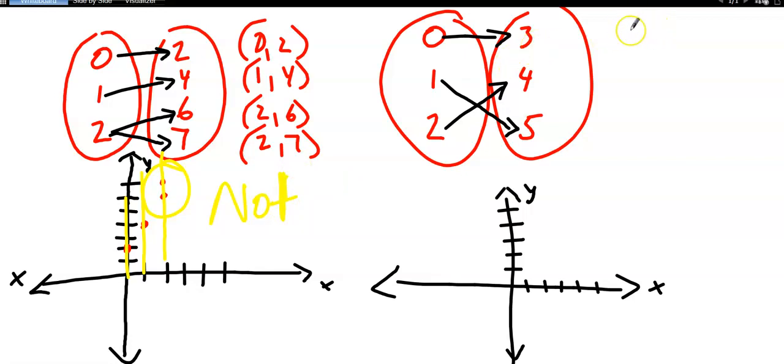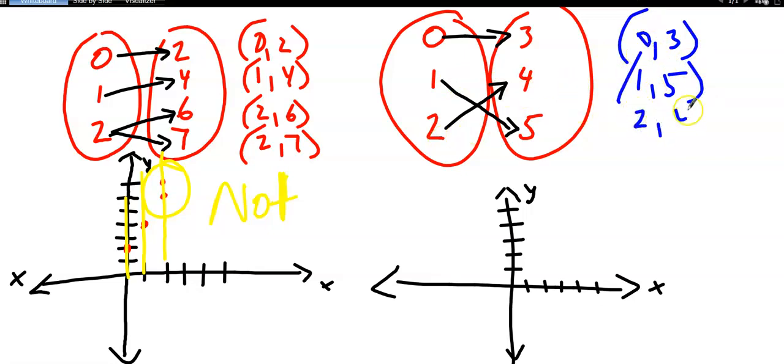Let's try the other one. The ordered pairs are 0, 3, 1, 5, and 2 is matched up with 4. So we plot them: 0, up 3, 1, up 5, and 2, and 4. Now if we perform a vertical line test through any of them, this one does not cross with any other point, this one does not cross with any other point, and this one does not cross with any other point. And therefore this is a function. Yes, it is a function.